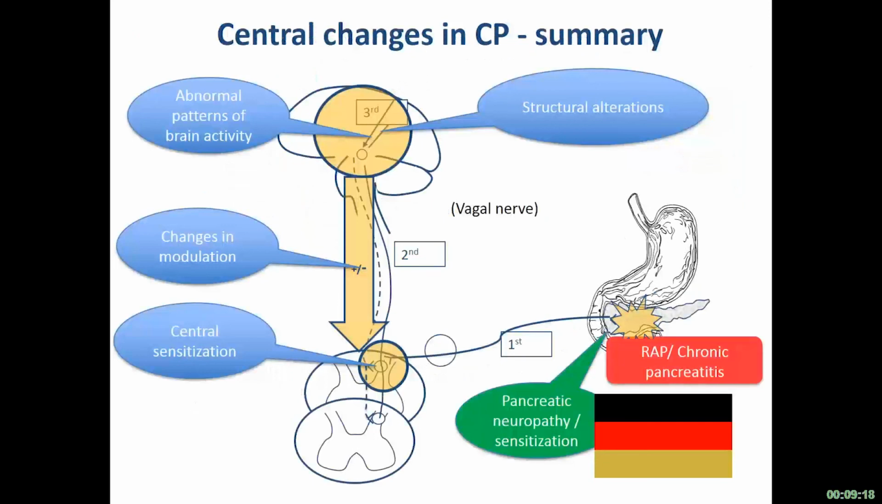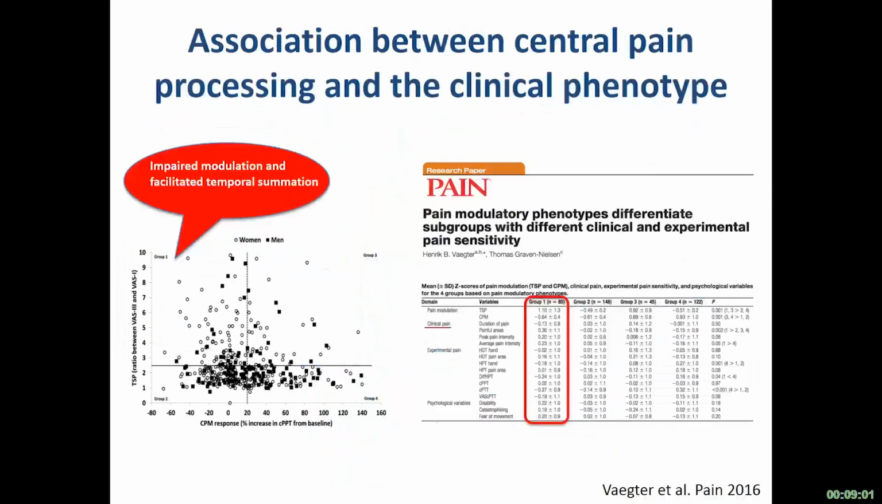So, to sum up central changes in chronic pancreatitis, we see changes on a lot of different levels. We see central sensitization of the spinal cord, we see on the supraspinal level structural alterations and changes in modulation. So it's rather a complex phenomenon. The next question to address is, of course, do these changes really associate with the clinical phenotype of the patient?